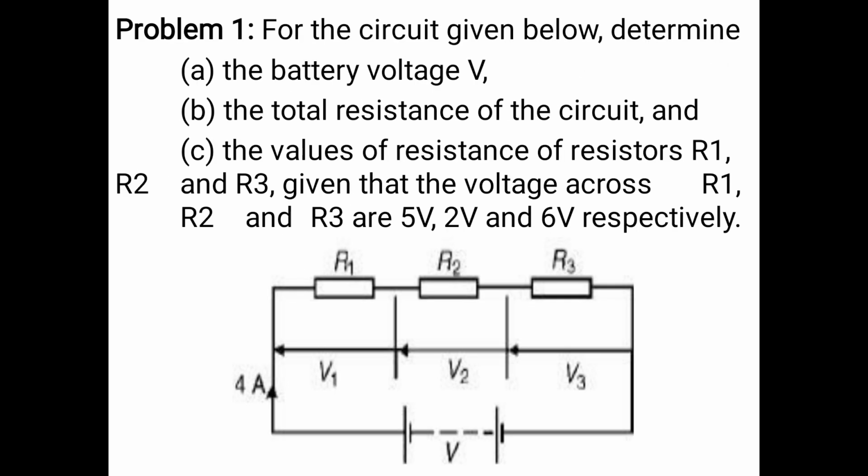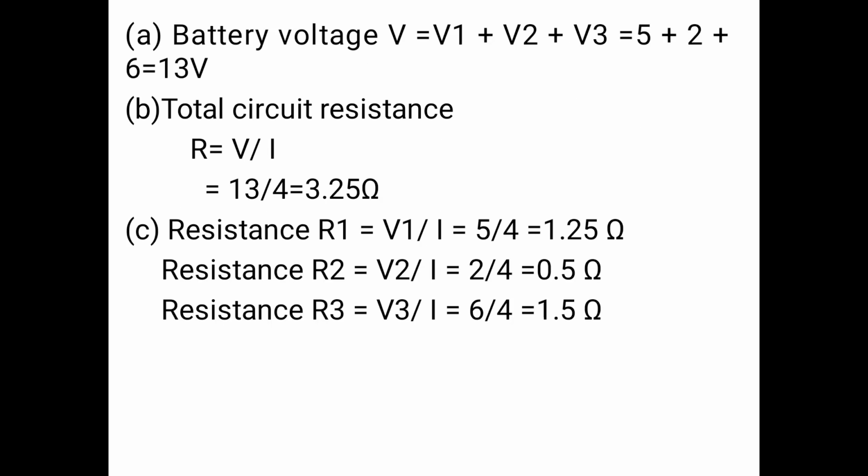Problem 1. For the circuit given below, determine the battery voltage V, the total resistance of the circuit, and the values of resistance of resistors R1, R2 and R3, given that the voltage across R1, R2 and R3 are 5 volt, 2 volt and 6 volts respectively. Battery voltage V is equal to V1 plus V2 plus V3, which is equal to 5 plus 2 plus 6 equal to 13 volts. The total circuit resistance R is equal to V by I, that is 13 divided by 4, which is 3.25 ohms.